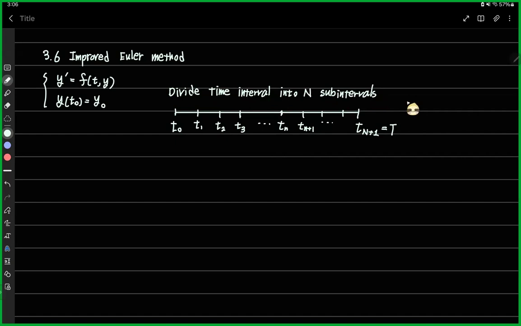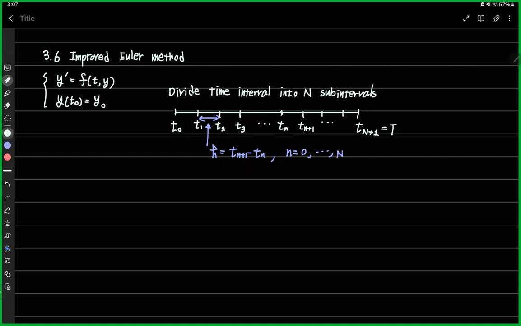Okay, so now let's say the length of each subinterval is h. So from here to here, that's h, which means that h is t sub n plus 1 minus tn in general. So n goes from 0 through n. Okay, so keep it like this.